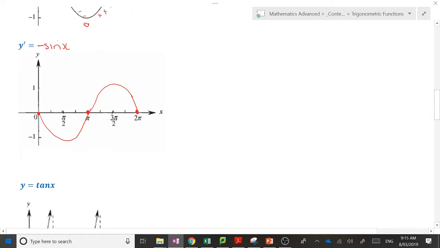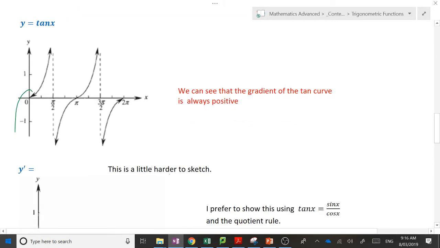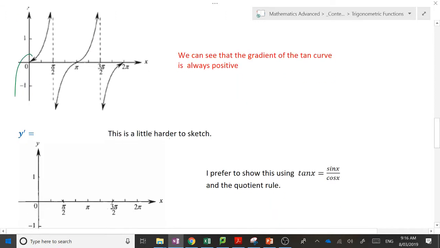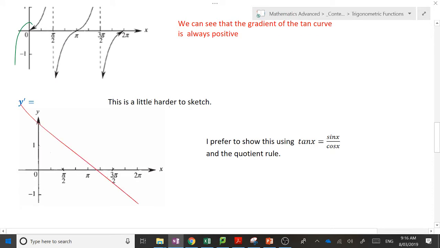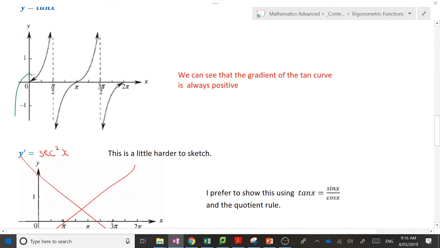Okay, 10. 10 is stupid. And I don't like doing it with the graph because it's a bit crazy. It's super crazy. I'm not sketching that. I'm telling you it's sec squared. Okay, I'll Google it for you because I'm not drawing that.